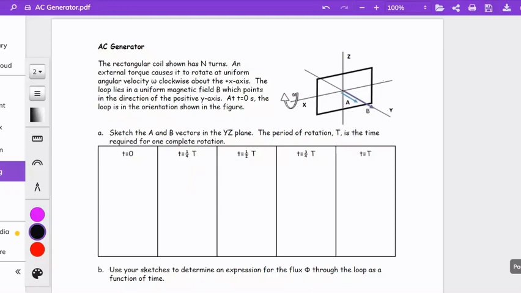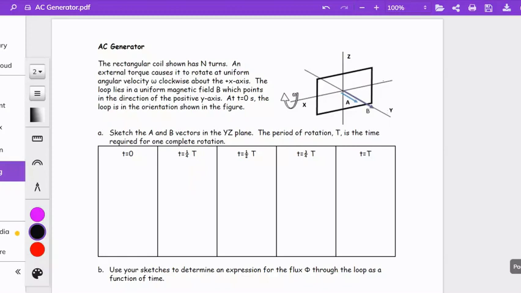It says the rectangular coil shown has n turns. An external torque causes it to rotate at uniform angular velocity omega, clockwise about the positive x-axis. The loop lies in a uniform magnetic field which points in the direction of the positive y-axis. At time t equal to 0 seconds, the loop is in the orientation shown in the figure.